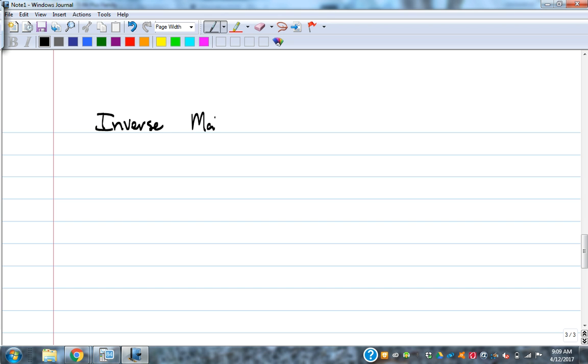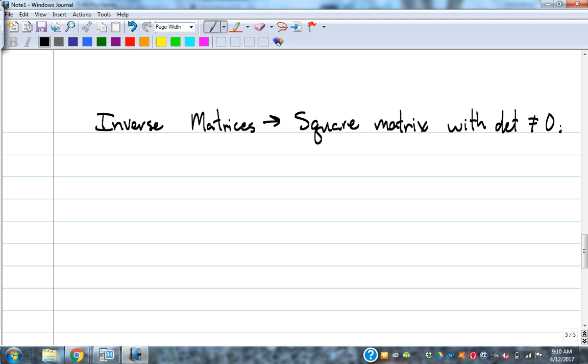All right. Inverse matrices. This only happens with square matrices with determinants that are not equal to 0. If the determinant of a matrix is 0, you can't invert it. The inverse of a matrix is kind of like the multiplicative inverse of a number, or the reciprocal of a number. Like the reciprocal of 3/5 is 5/3. That's the inverse of that.